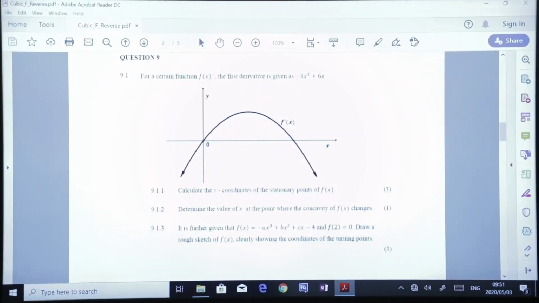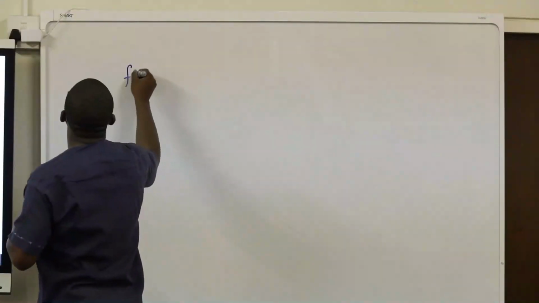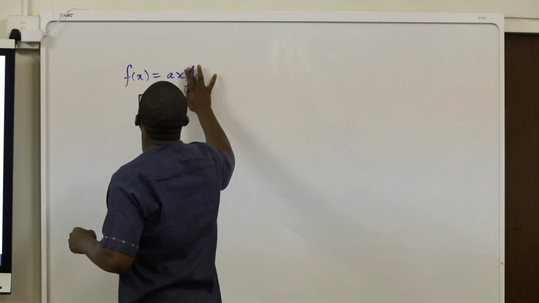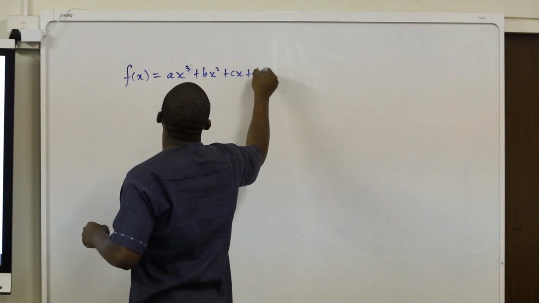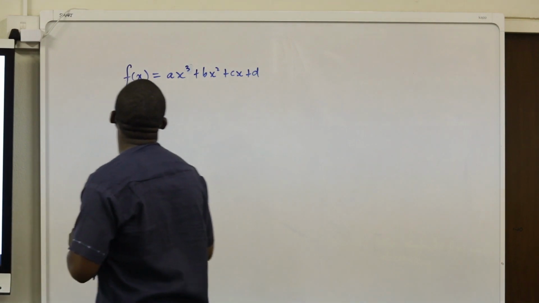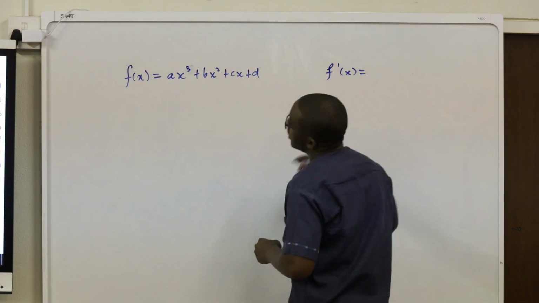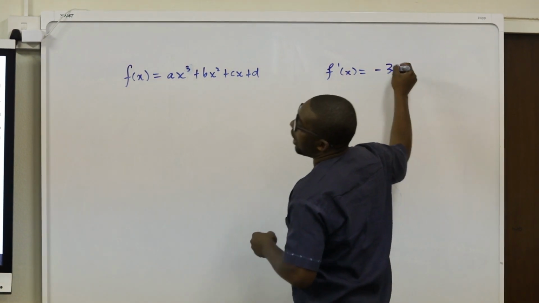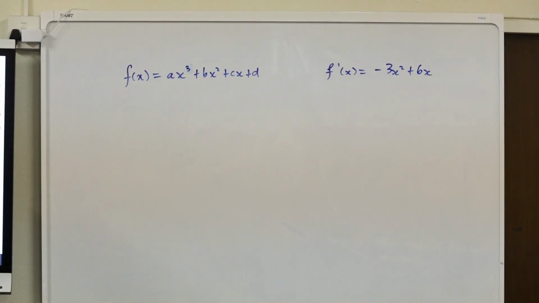The question says, for a certain function f, the derivative is given as that. For a certain cubic function f. So we have an unknown cubic function, which I'll just call, according to its standard form, ax cubed plus bx squared plus cx plus d. We are given its first derivative. Its first derivative is f prime x. In this case, it's given as negative 3x squared plus 6x. That is the derivative of the unknown cubic function.